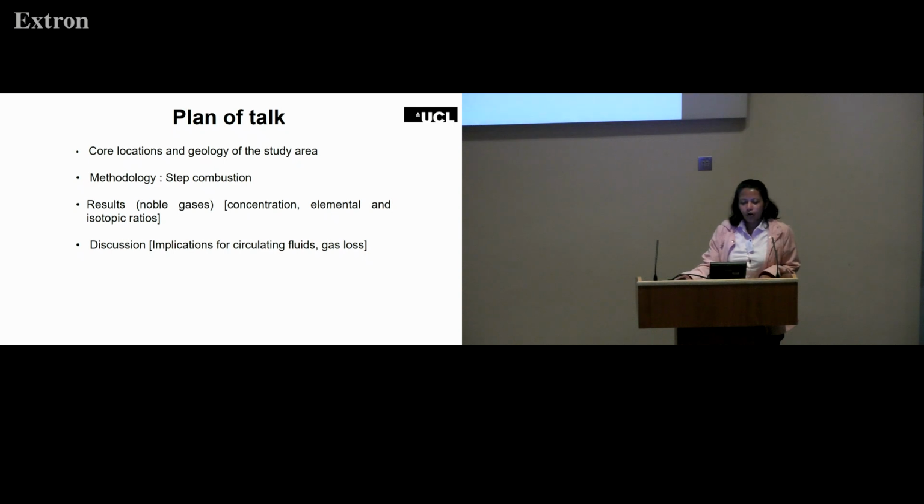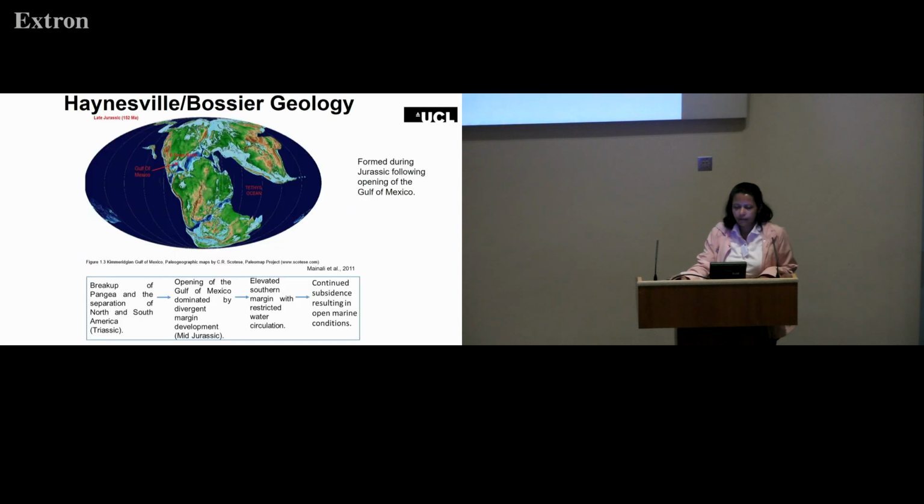So I'm going to talk about the core locations, briefly talk about the methodology which was developed in the course of the project, and the results. I'm going to concentrate on the noble gases, but we've also analyzed simultaneously for carbon and nitrogen. The discussion pertains to the noble gases, because they're going to tell us about how well the fluids have been retained or lost from these samples.